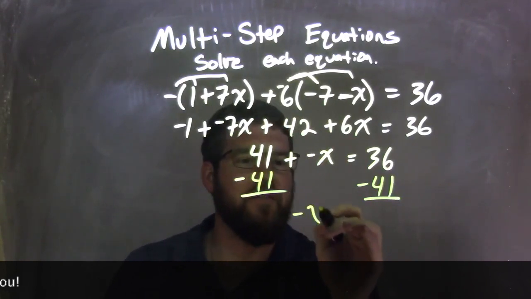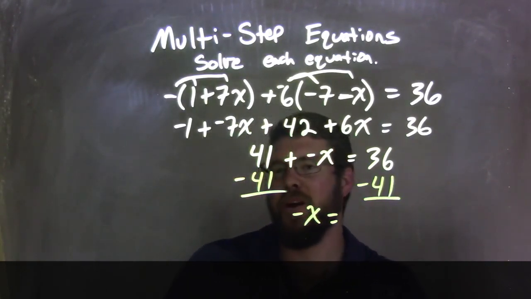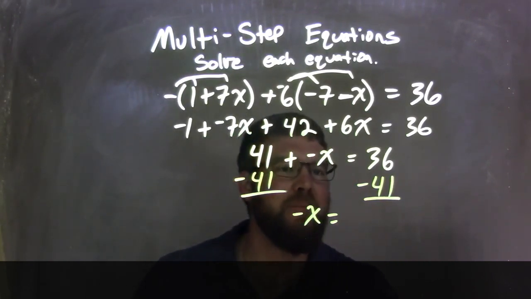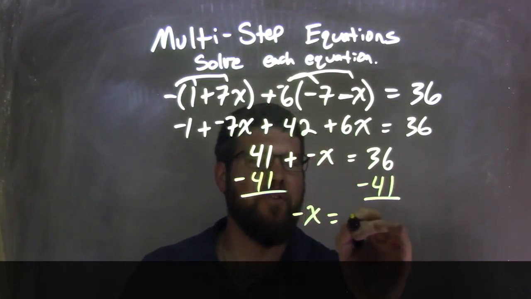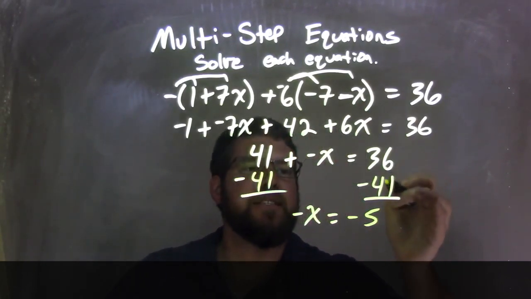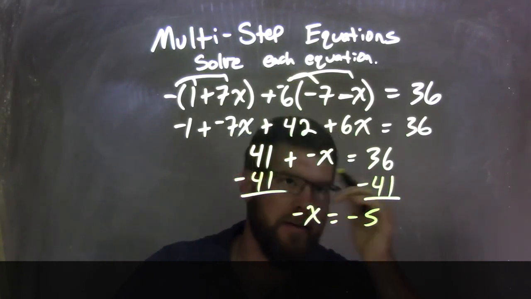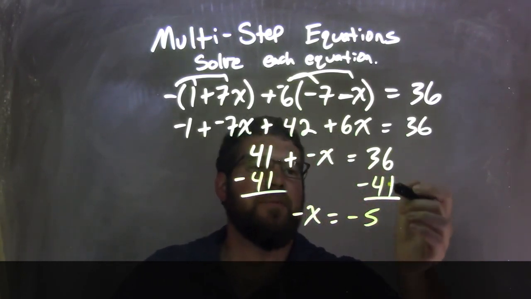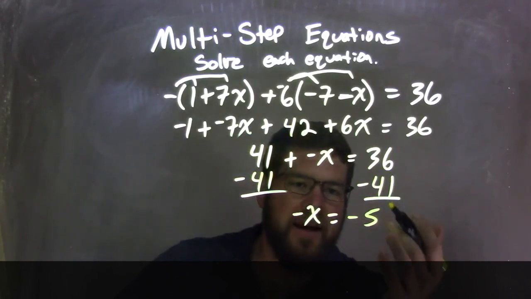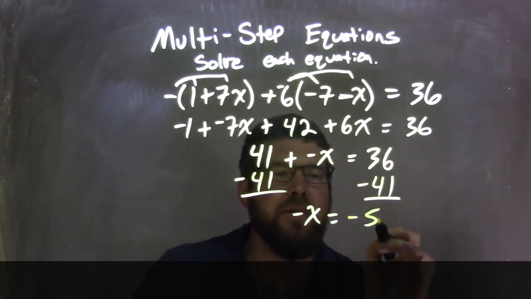Leave me with just a negative x out here. And 36 minus a 41, what does that come out to be? Well, that's just a negative 5, right? A negative 5 there. And so I have 36 minus 41 is a negative 5. If you have trouble with that, I have other videos on subtracting a larger positive number, which ends up being a negative answer, and how to solve that. But right now I'm just going to keep it as negative 5 here.